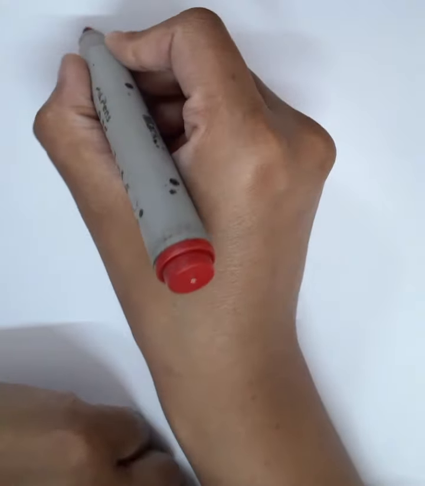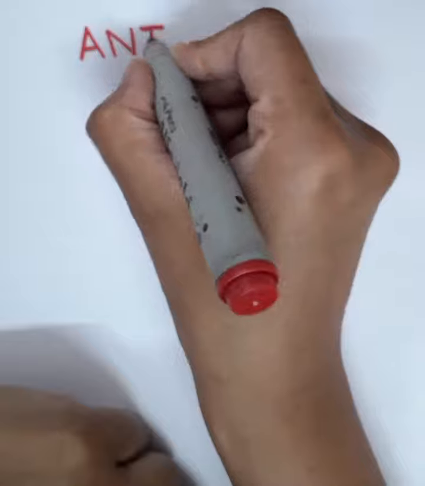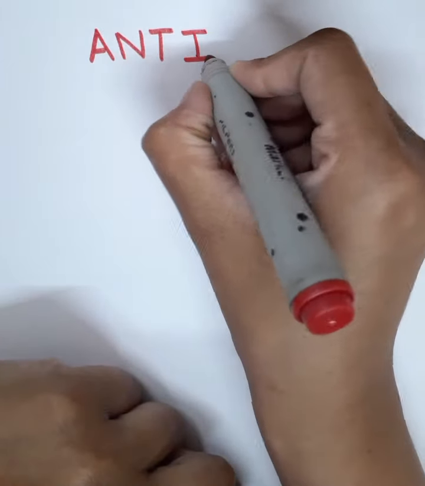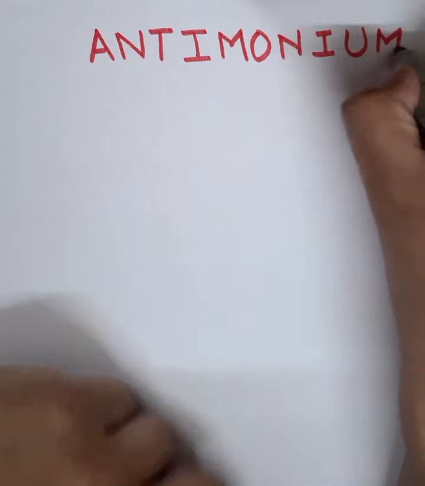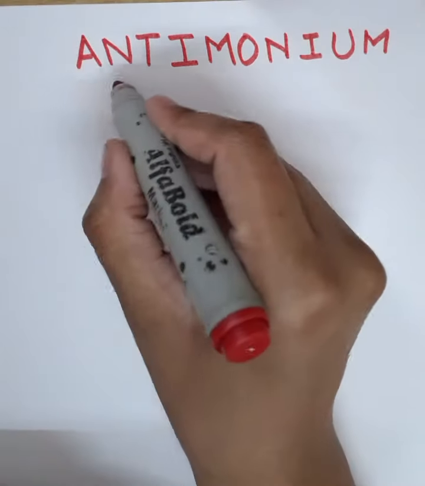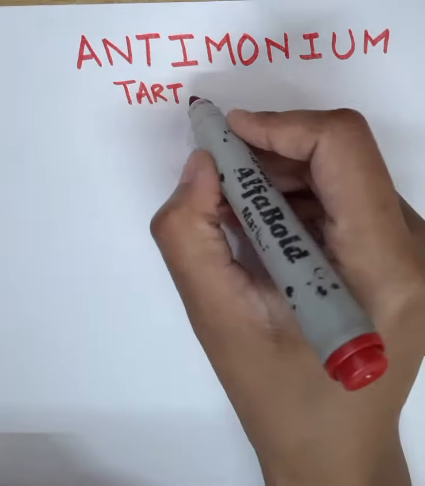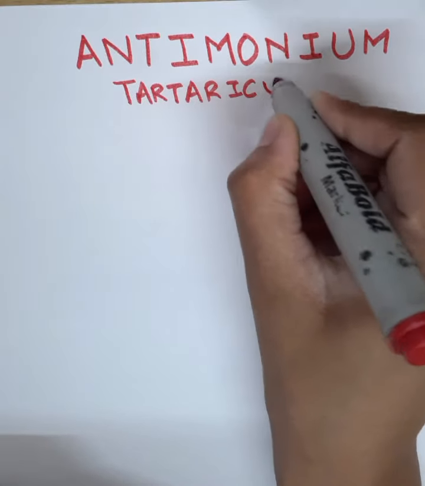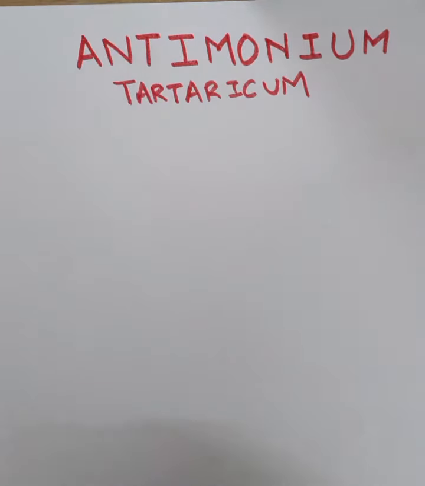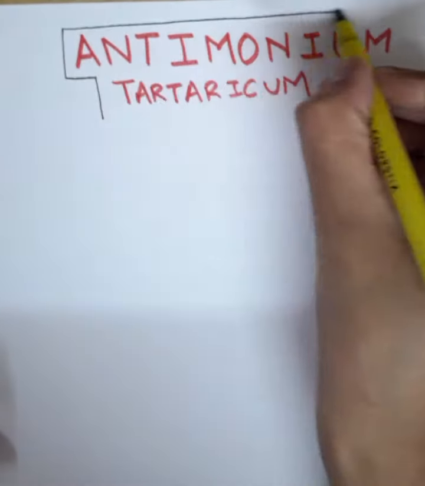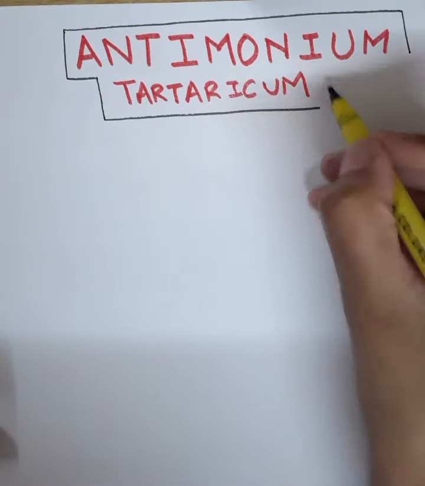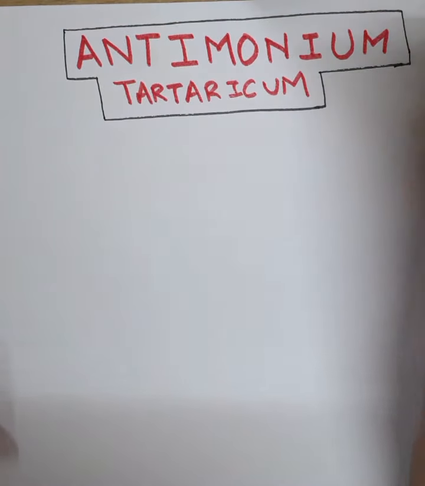So today we are going to learn a new medicine, Antimonium Tart. It's a very useful remedy, one of the polycrests, and the duration of action is 20 to 30 days. So it is kind of a deep acting remedy. Antimonium tartaricum, the complete name.